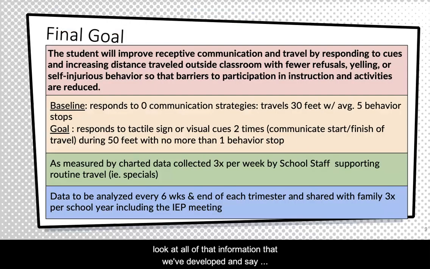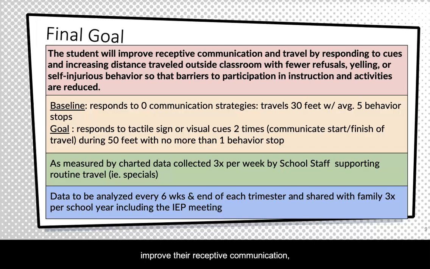So in this case, we would be able to take a look at all of that information that we've developed and say, we think our final goal is that we want the student to improve their receptive communication, their ability to receive prompts and communication, and then travel and transition by responding to those cues, and increase how far they travel outside the classroom without engaging in the behavior, or those behaviors being less frequent, so that they can participate in the general education or instructional activities. We know the baseline is they are not responding to communication, they are traveling less than 30 feet, and they have 5 behavior stops along the way.